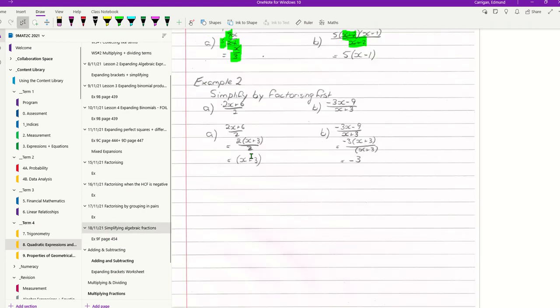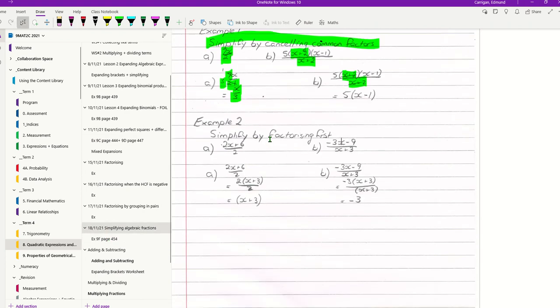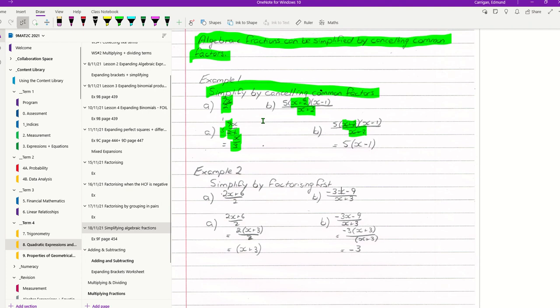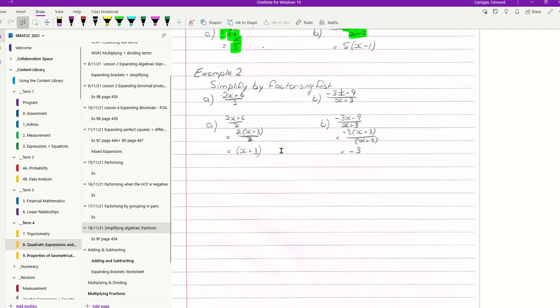Our second chunk is simplifying by factorising first. So what we're looking for at the top and bottom of the fraction is whether there's a common factor or HCF in both the terms. Looking at our first one, we've got 2x plus 6. We recognise that 2 will go into the 2x and 2 will go into the 6. We can bring the 2 outside the bracket. Now that we've got it outside the bracket, we can see we've got a 2 on the top, a 2 on the bottom. They'll cancel out and we'll end up with x plus 3.